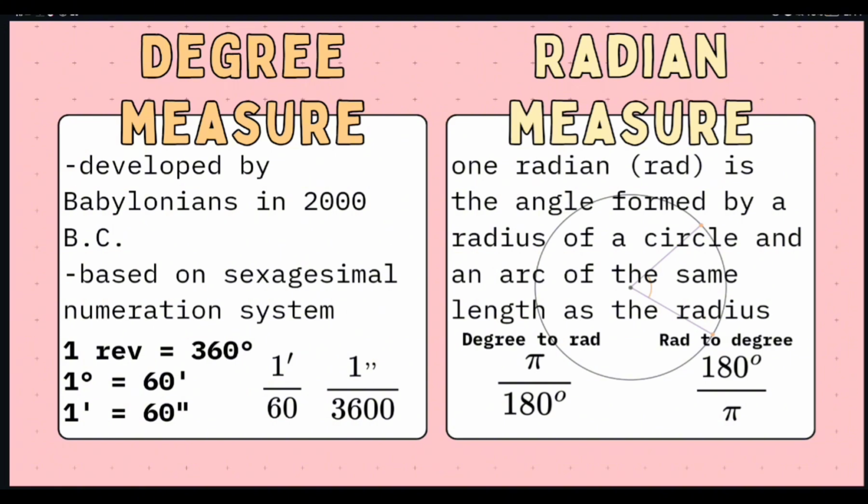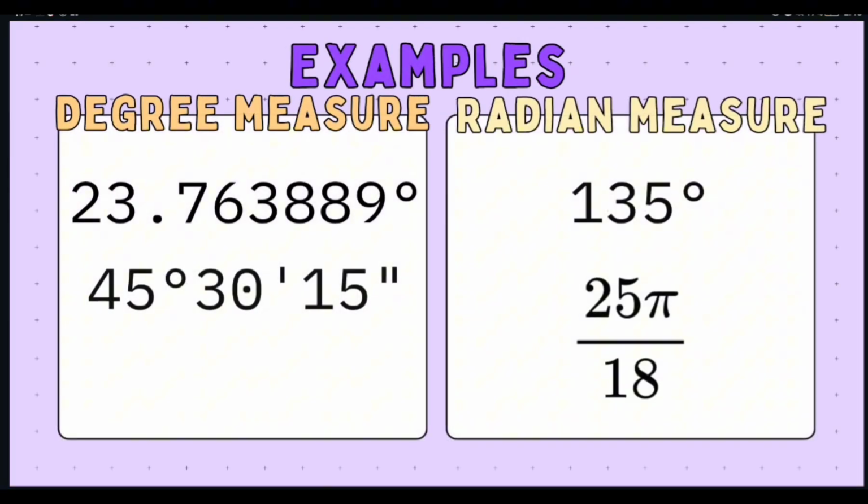Next is radian measure. One radian, or rad, is the angle formed by a radius of a circle and an arc of the same length as the radius. To convert degrees to radians, multiply the degrees by pi over 180 degrees. But if you want to convert radians to degrees, then you divide by pi over 180 degrees, that is, multiply by 180 degrees over pi. This will be explained more in the examples. We have two examples for degree measure and two examples for radian measure.